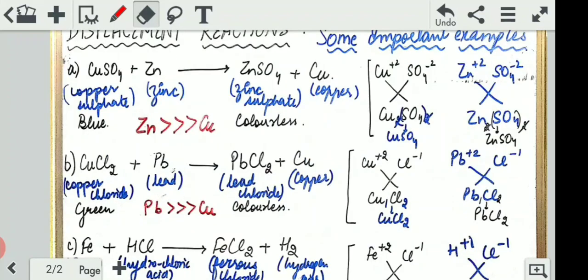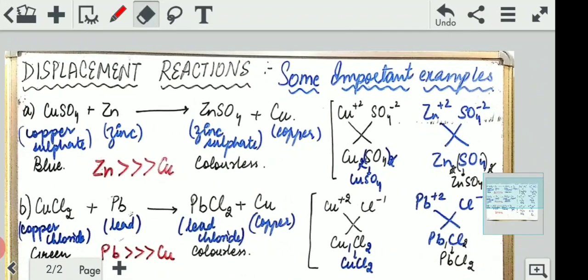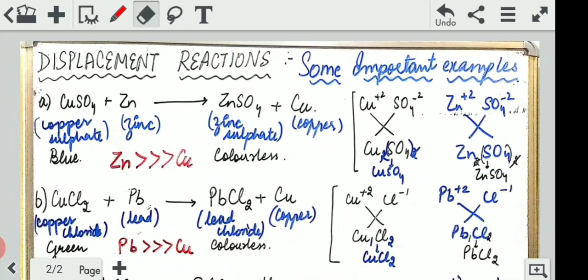Now we will learn some examples of displacement reactions which form a very important part. And let me tell you, you can even get a question on these reactions in the exam. So the first reaction, you see a compound copper sulfate. Side by side I will also explain how these compounds are formed. So how is copper sulfate formed? Copper is +2, sulfate is -2. When you join them both, the 2s will cancel each other, so it will form CuSO4, copper sulfate.